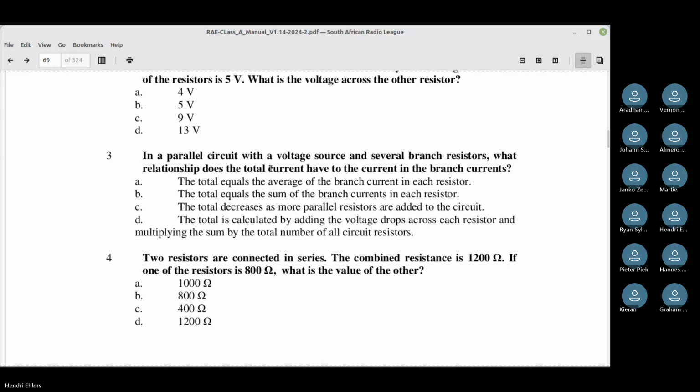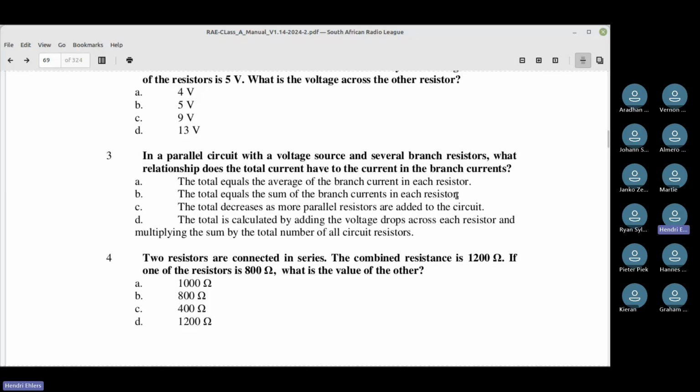That is correct. In a parallel circuit with a voltage source and several branch resistors, what relationship does the total current have to the branch currents? Average is not correct.